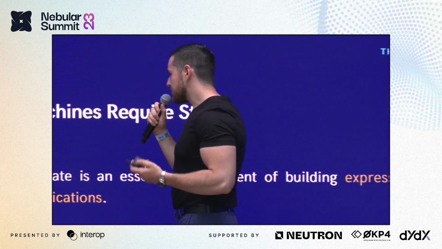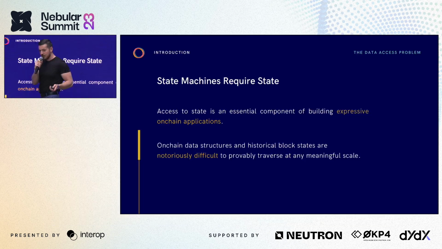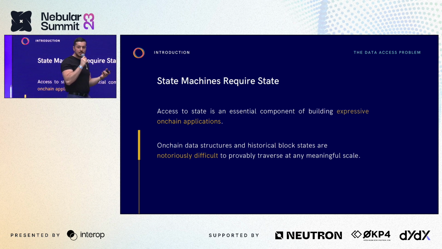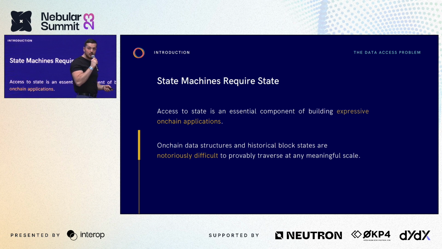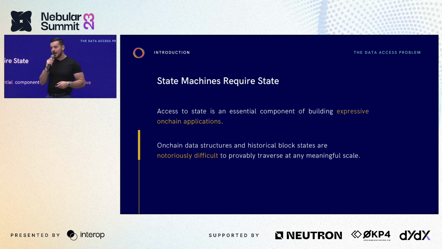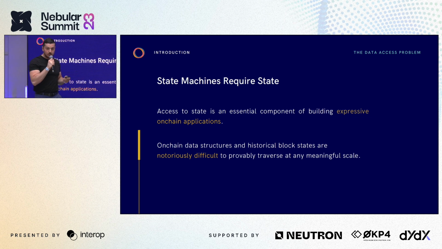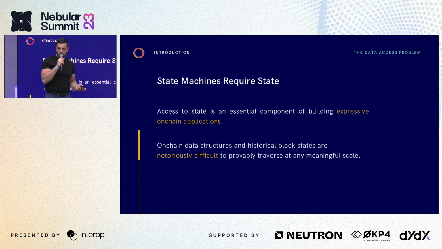So, let's start with a hopefully not controversial statement. State machines require state. Yet, when we think about increasing the expressivity of what we can do with a state machine, we typically think of enhancing the execution environments, about having new types of front-end languages supported, new types of state transitions supported, and we don't often think that state transitions and state machines are fundamentally constrained by the state that they have access to at the point of a transaction.